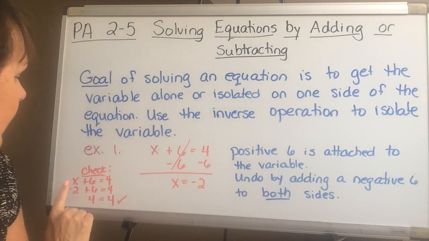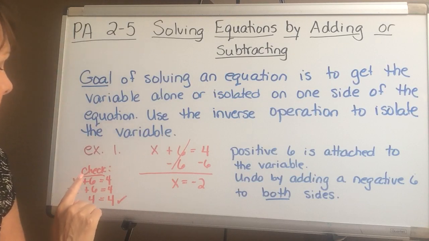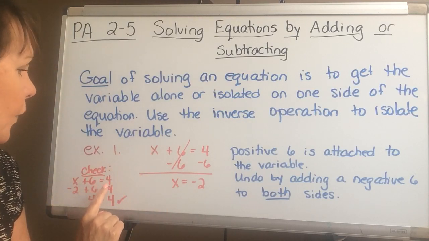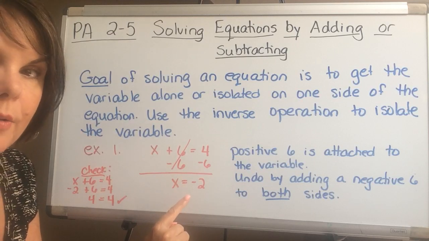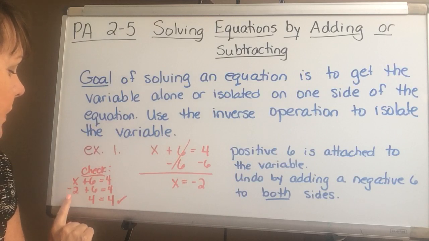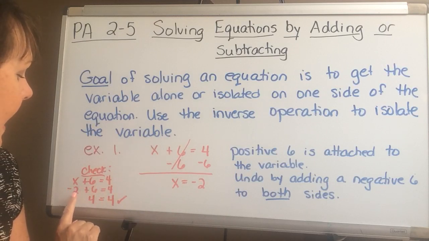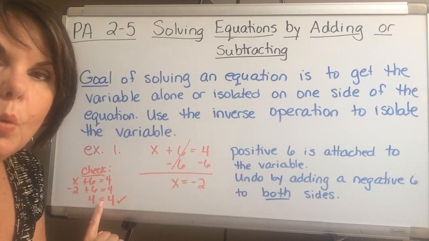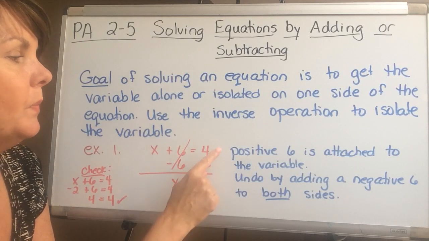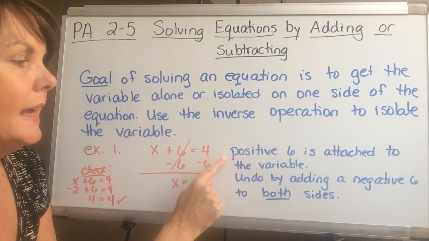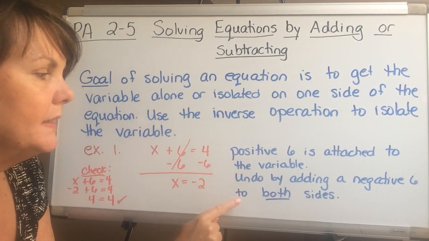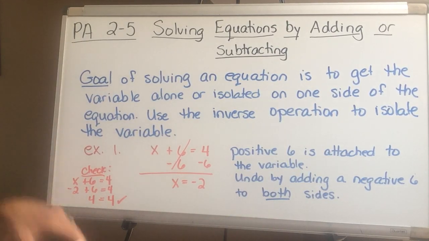Now, we can go over here and check this by taking our original equation, x plus 6 equals 4, and substituting, there we go again, the value for the variable, negative 2, in here. So negative 2 plus 6 equals 4, and that gives us 4 equals 4. And so our solution that we got over here does work. So remember, positive 6 is attached to the variable, and do it by adding a negative 6 to both sides.